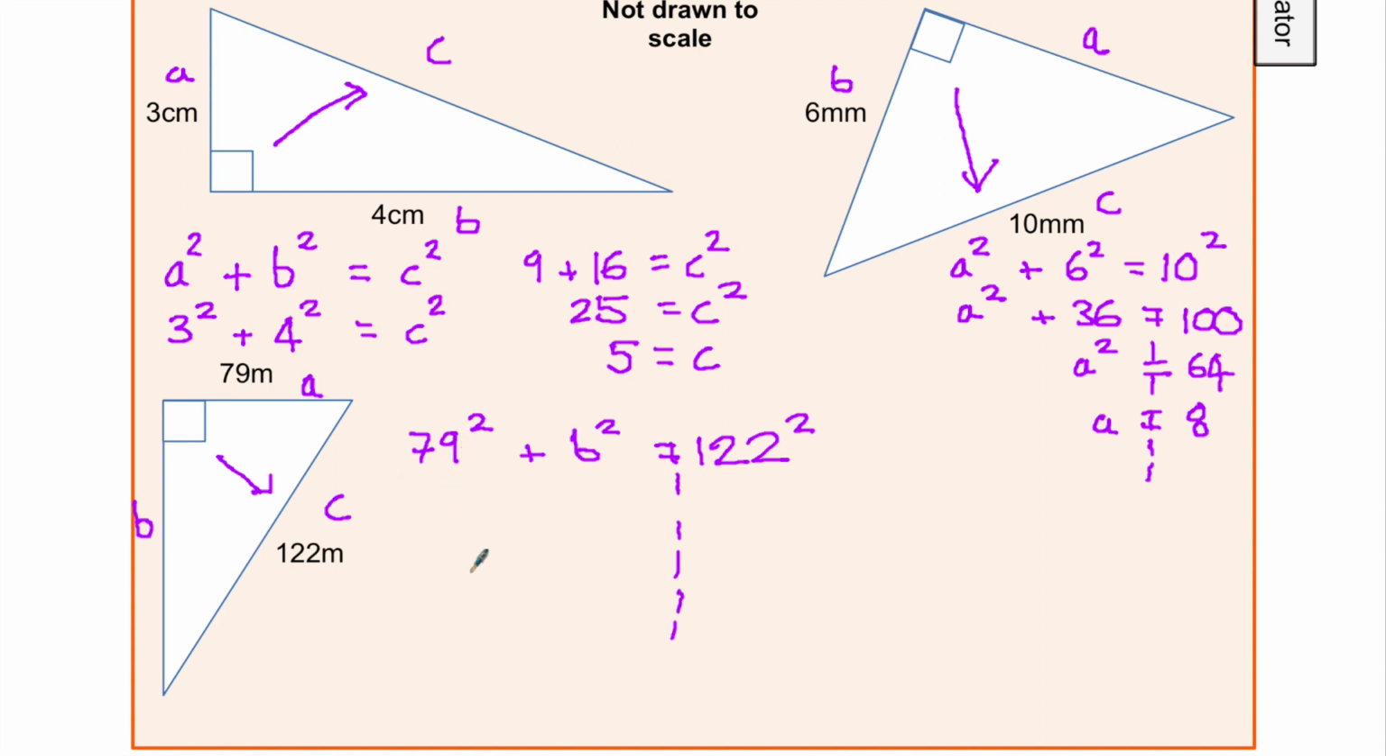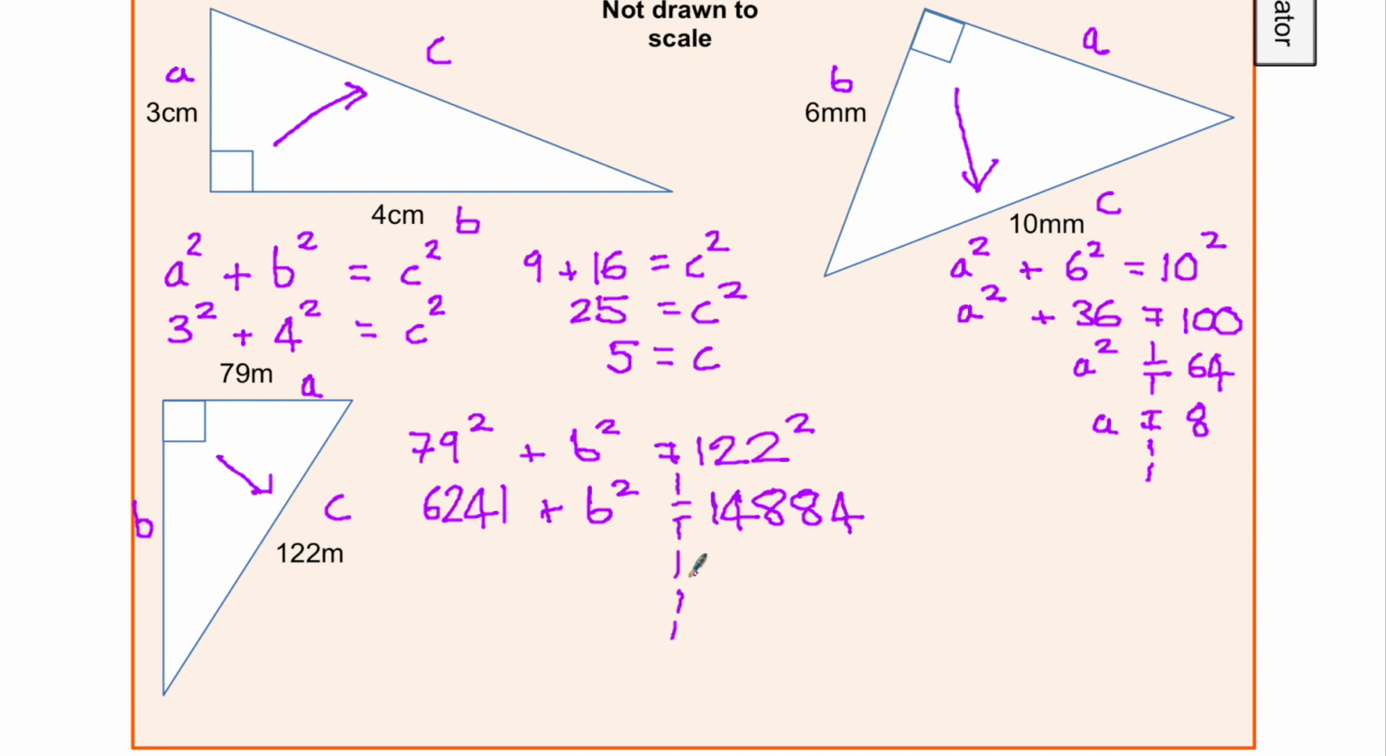So 79 squared, that will give me 6,241. And I plus my B squared, which I still don't know. And then 122 squared, it's 14,884. Then we need to make B squared the subject.